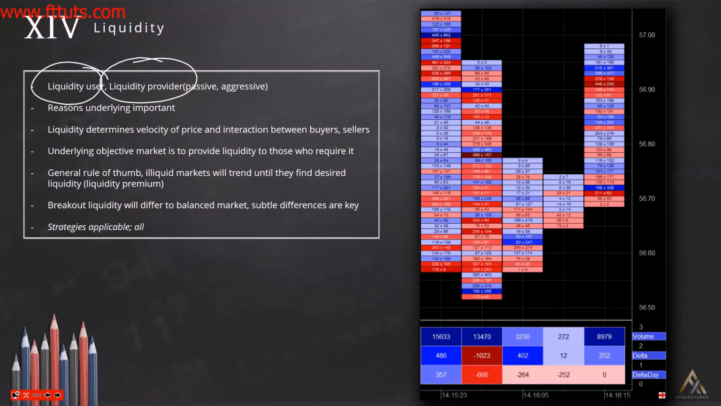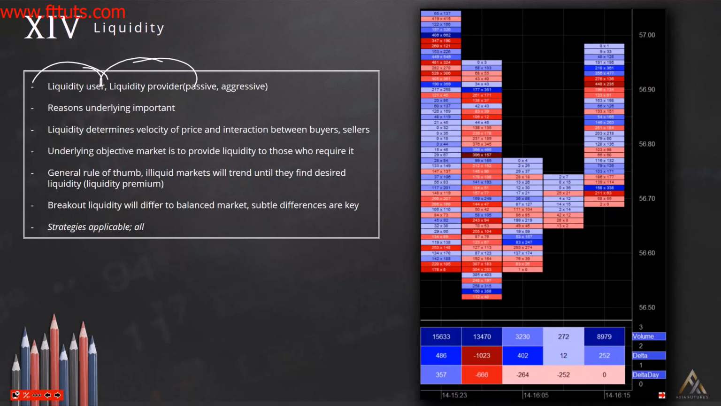If you want to start to learn to interpret a lot more about the interaction, you need to be answering this question of, what was it? Was it a liquidity user or a provider? Are they passive? Are they aggressive in nature? The underlying reasons are ultimately super important.